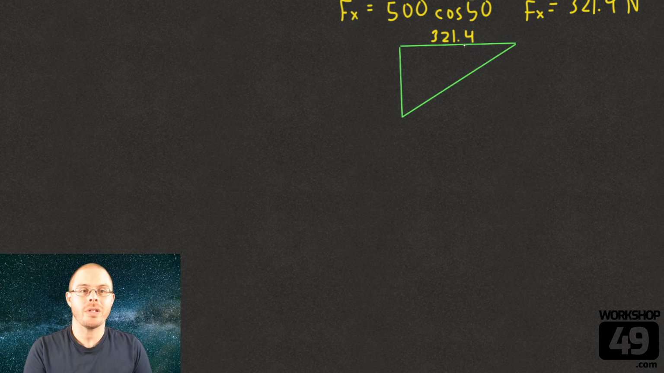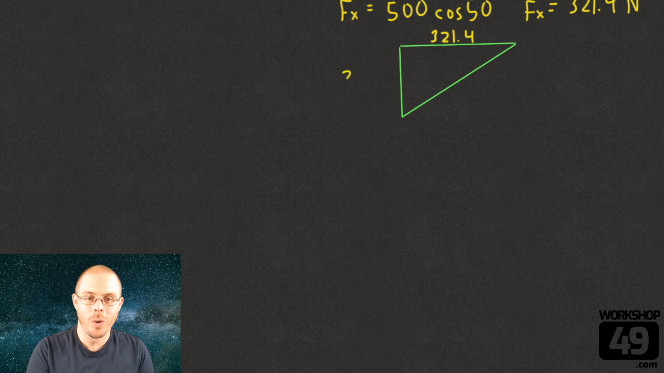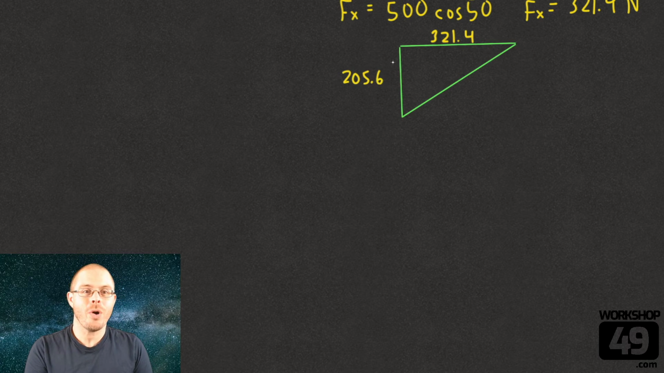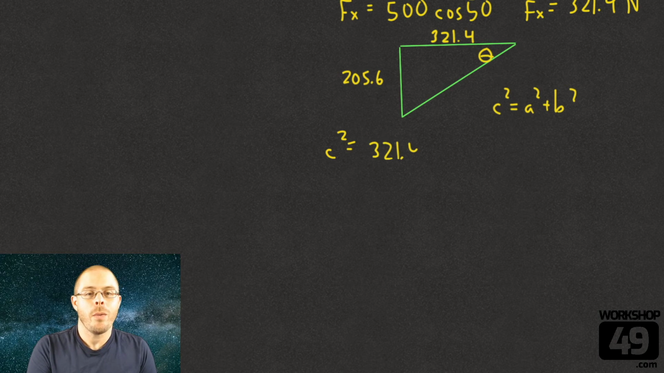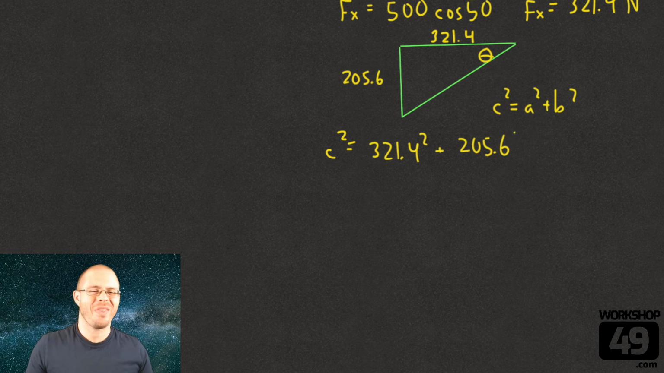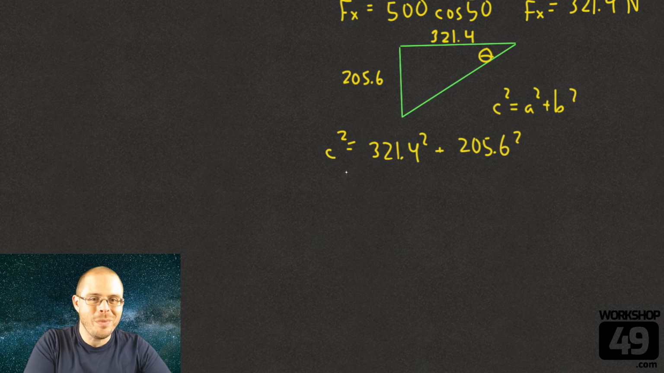We can label this with our known values. We know that the x component is 321.4, and we know that the y component is 205.6, and that theta is our angle of depression. We won't forget to solve that before we're all done this problem. We can use our Pythagorean theorem. C squared equals a squared plus b squared. And we can go ahead and fill those values in. If you've been solving vectors, Pythagorean theorem, not going to be a problem for you at this point. You should be able to knock these out.